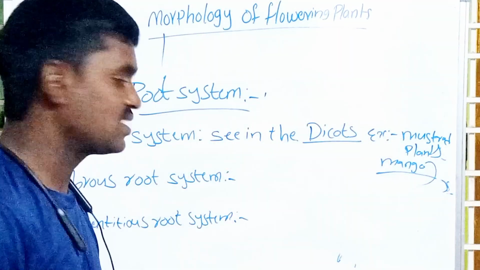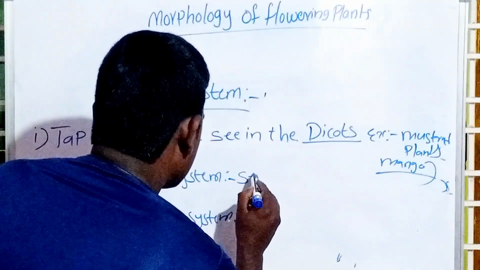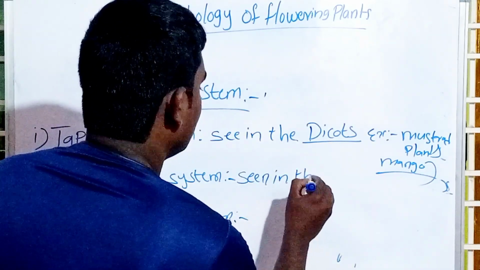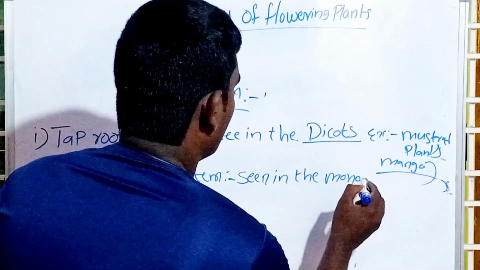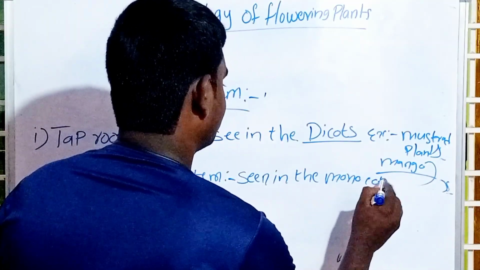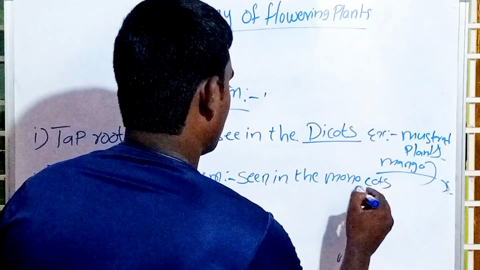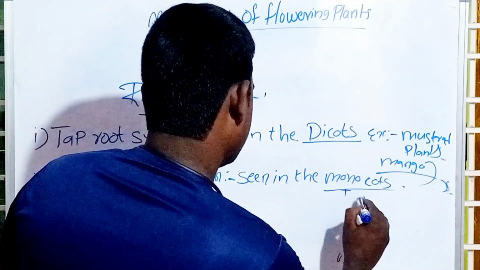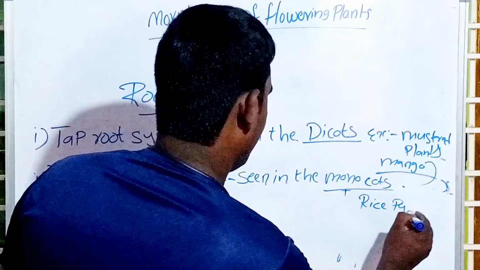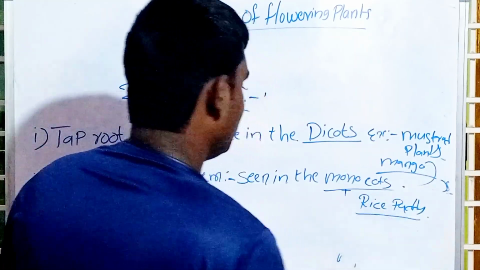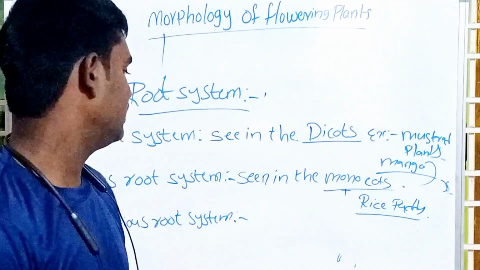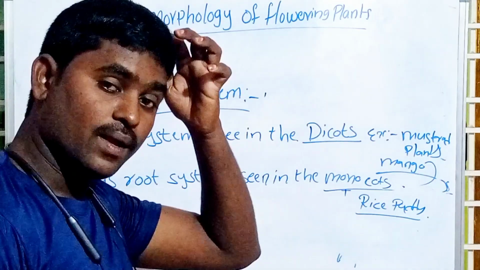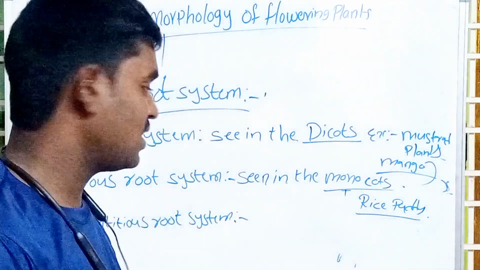The fibrous root system is seen in monocots. Example: rice, paddy. The scientific name of paddy is Oryza sativa.